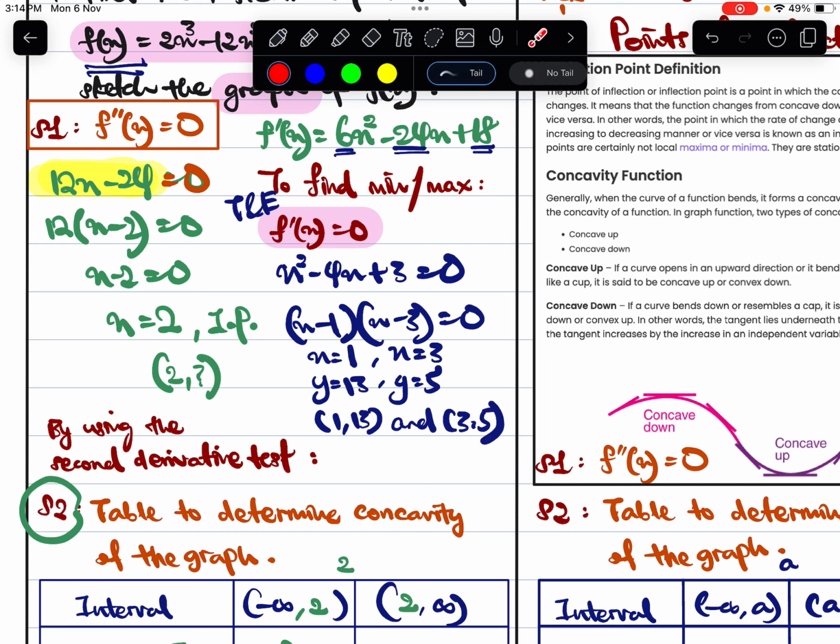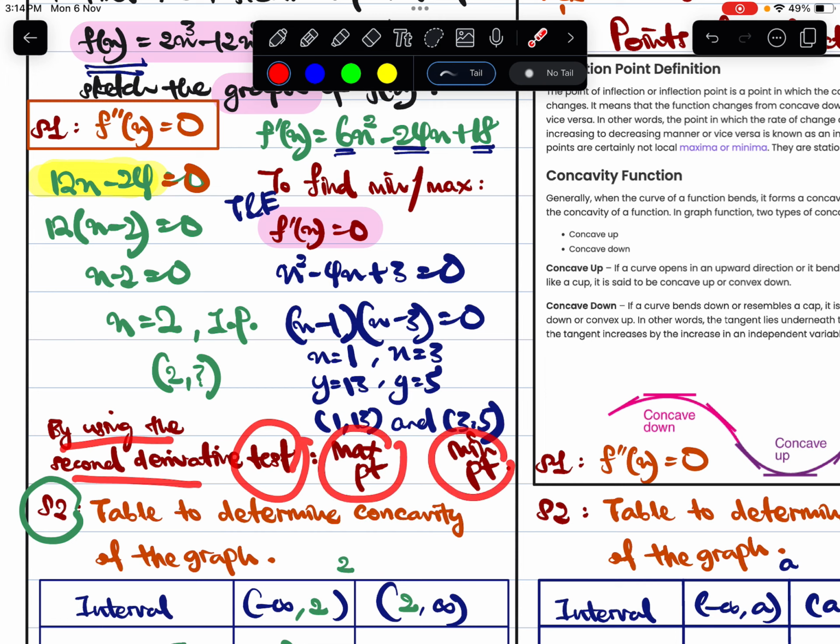By using the second derivative test, I need to know which point is max and which is min. So after using the second derivative test, I know that this is a max point and this is a min point. In this video, I do not need to teach you how to use the second derivative test. You can go to my previous video and look at how I get this point, min and max. This is a very quick video, just a quick recall.